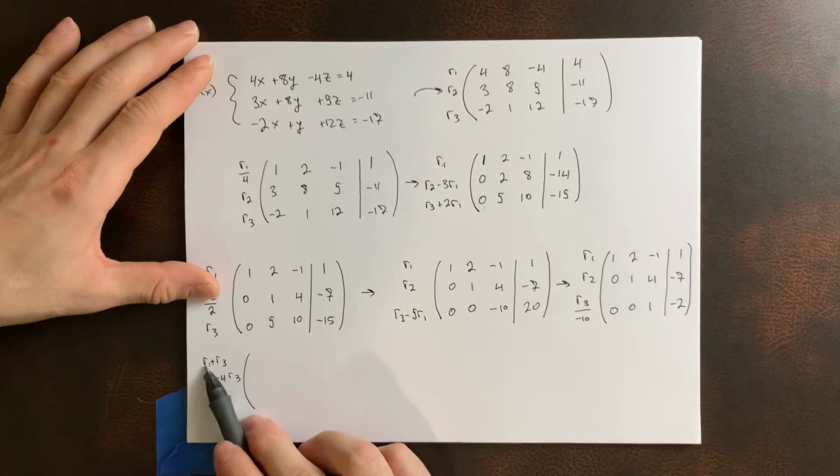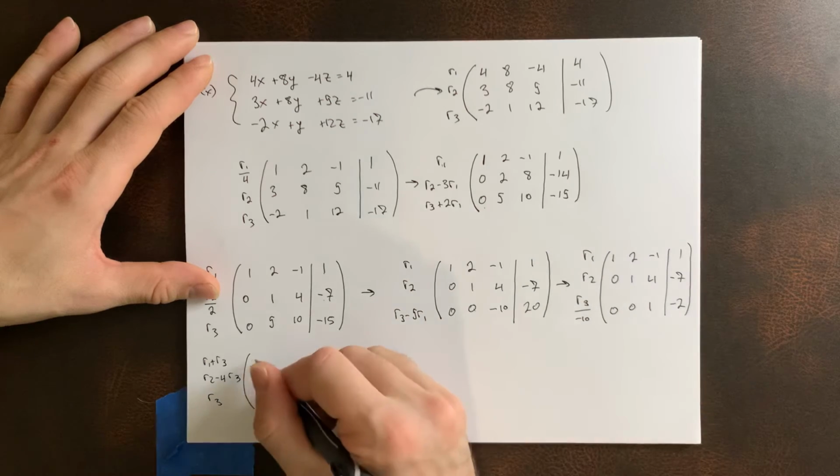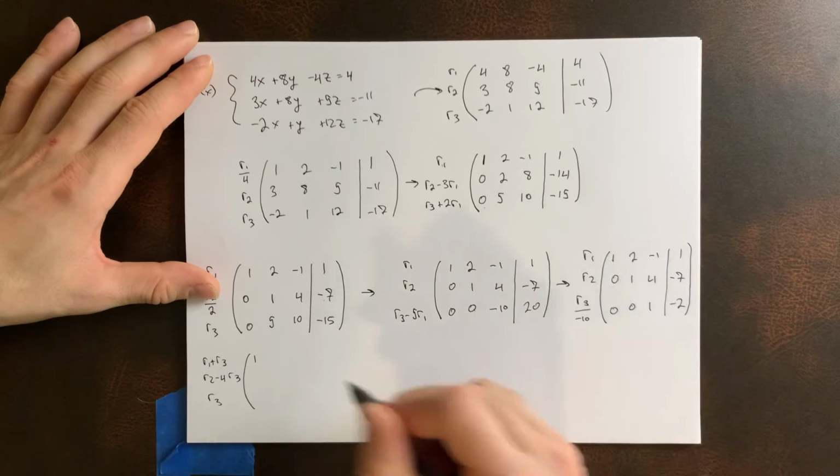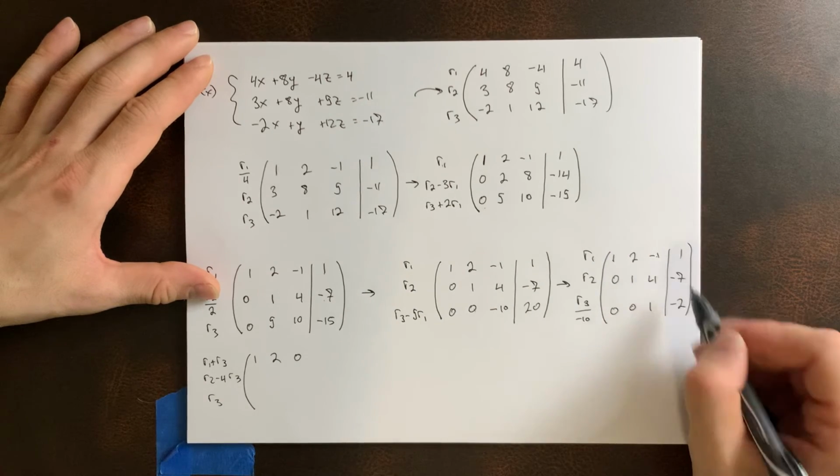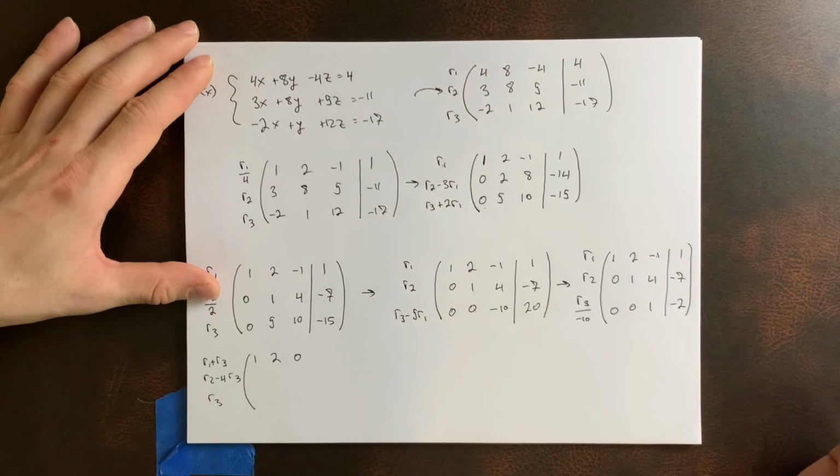Okay, so what are we doing? Row 1 plus row 3. 1 plus 0, 1. 2 plus 0, 2. Minus 1 plus 1, 0. 1 plus minus 2, minus 1.